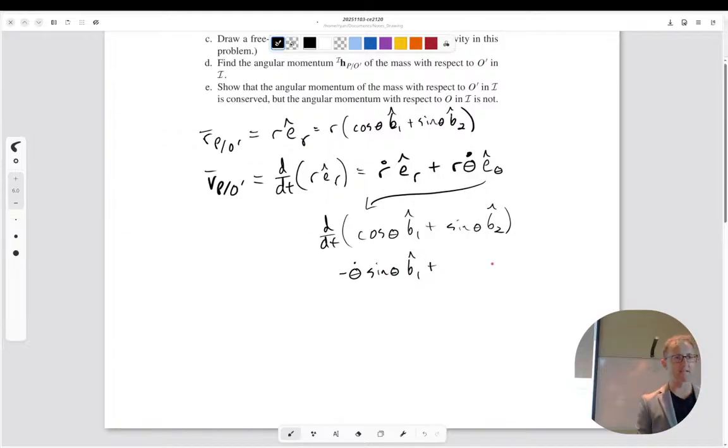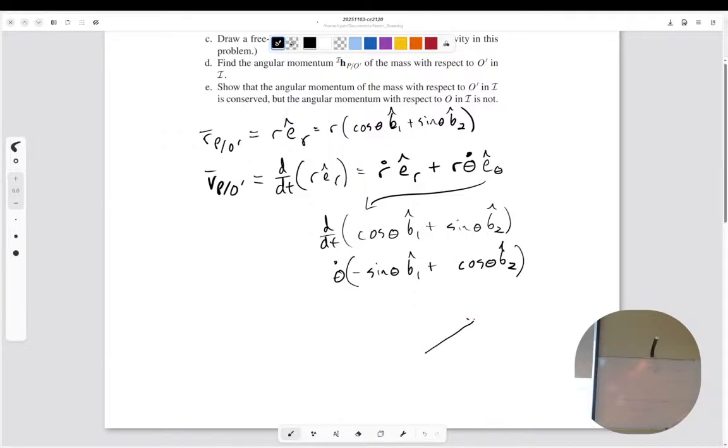b1 is a constant, so there's no derivative of b1. And then the derivative of sine theta is going to be theta dot times cosine theta, b2. So a negative sine, and that theta dot I can pull out. So now I have a negative sine theta and a positive cosine. So negative sine along that b1.